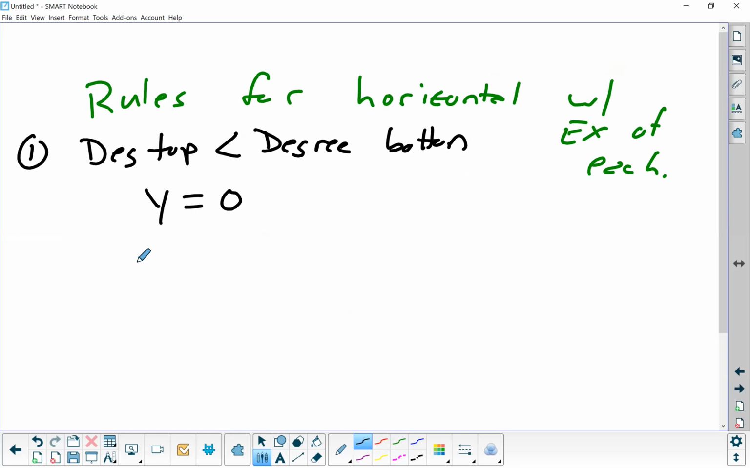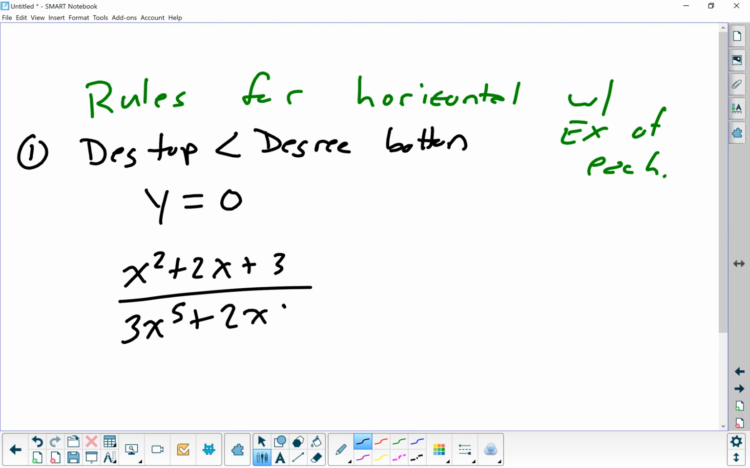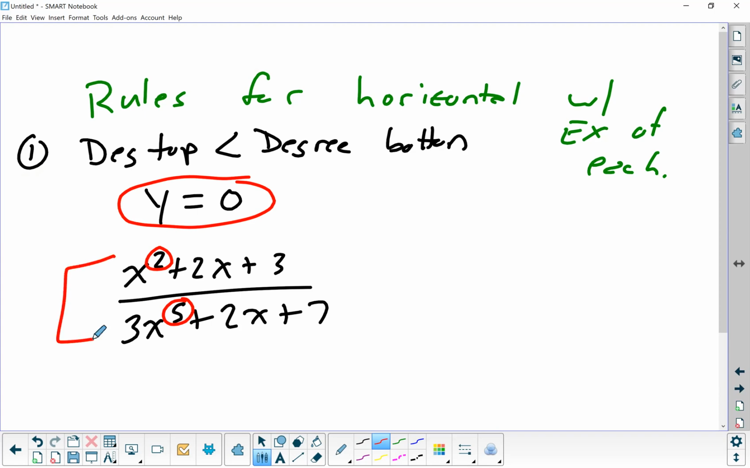An example of that would be if I had x squared plus 2x plus 3 over 3x to the 5th plus 2x plus 7. Okay, because the degree on top is less than the degree on bottom, this creates a horizontal asymptote, which is this. That's the first rule. So could you come up with a different problem similar to that, do you think, on your own?